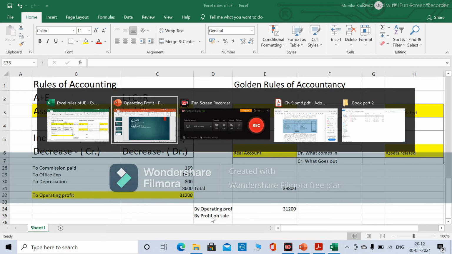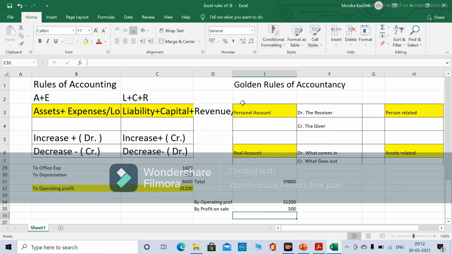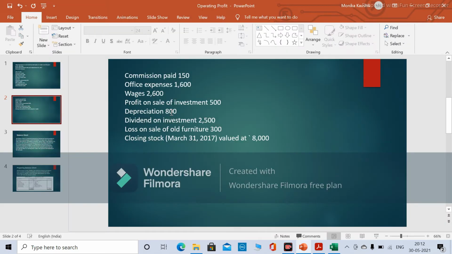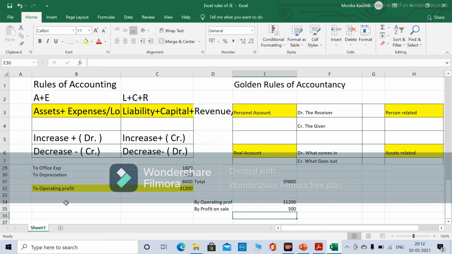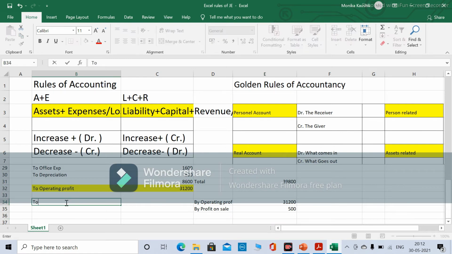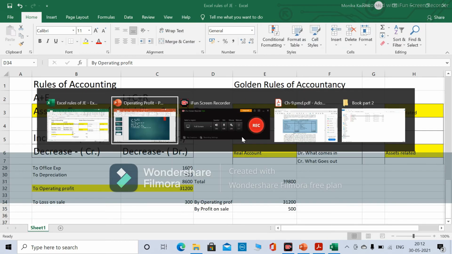Profit on sale of investment 500 rupees, then depreciation, dividend on investment, loss on sale. Loss on sale is an expense and of a non-operating nature. So loss on sale I will write here on the debit side. This is 300 rupees.